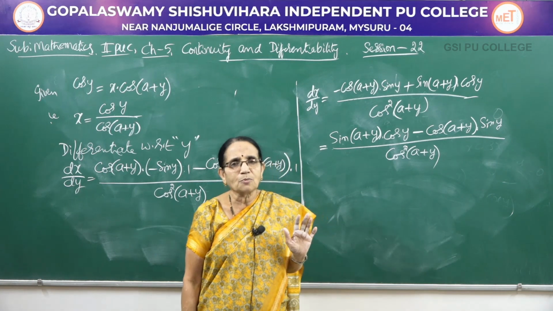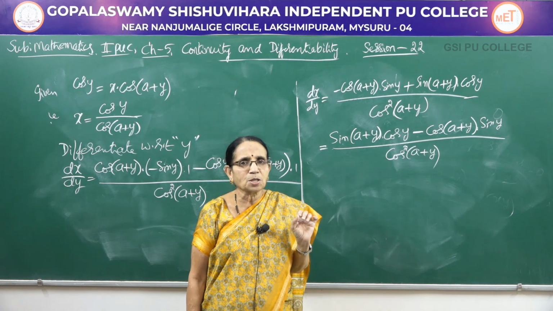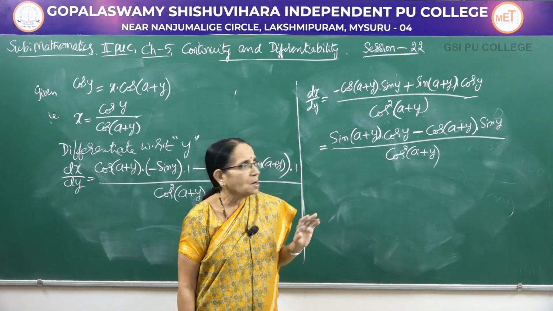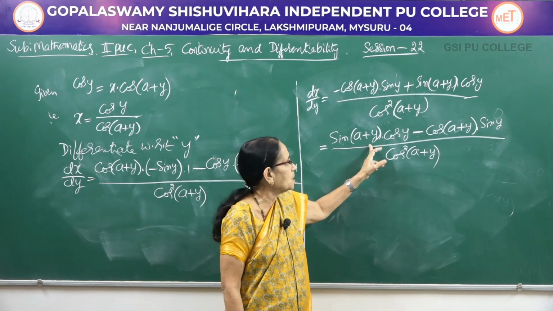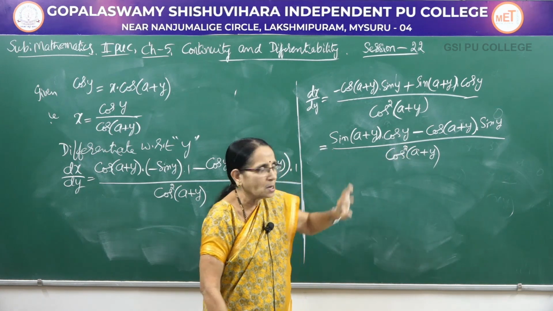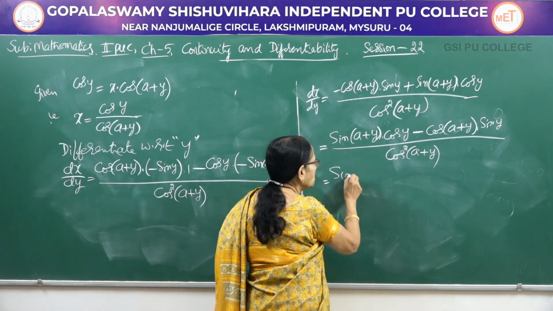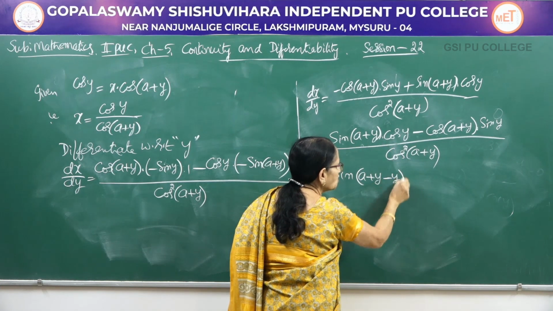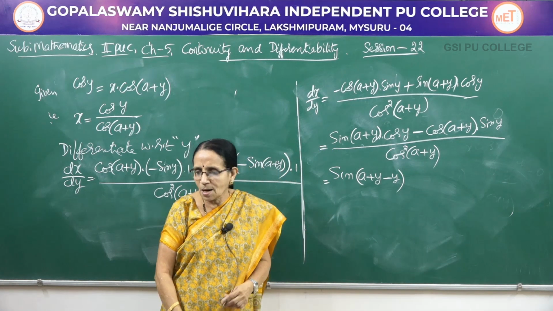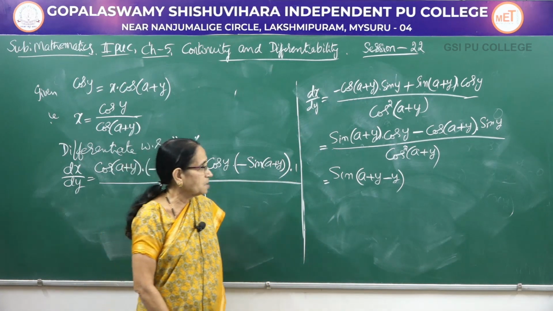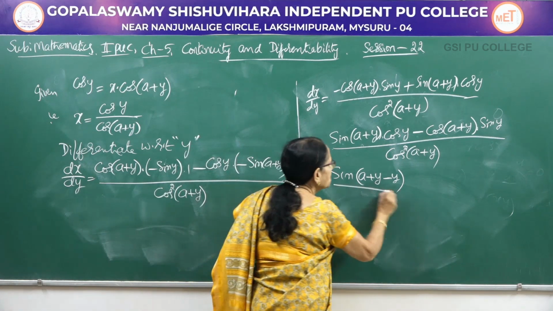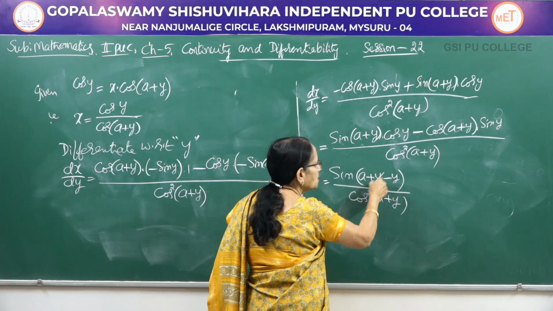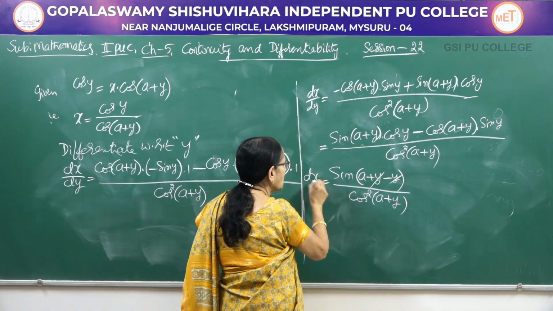You have learnt about the compound angle formula. Sin A minus B, the expansion being sin A into cos B minus cos A into sin B. In the place of A, it is A plus y. In the place of B, it is simply y. So, this is equal to sin of A minus B, that is, a plus y minus y. Okay, because it resembles the formula sin A into cos B minus cos A into sin B, whole thing divided by cos square of a plus y. Now, plus y minus y, they get cancelled.